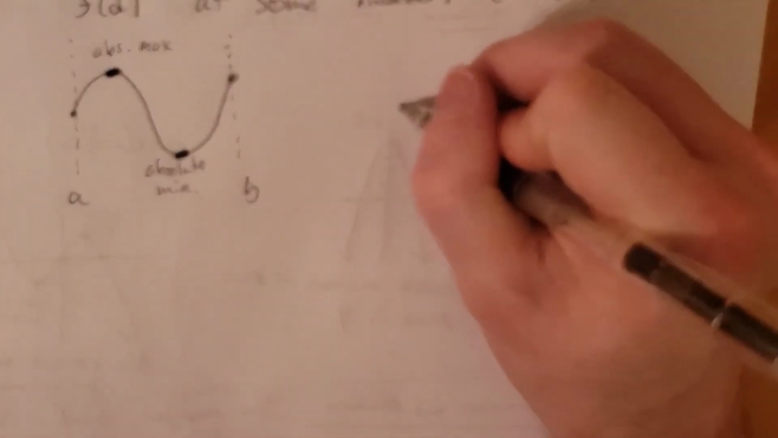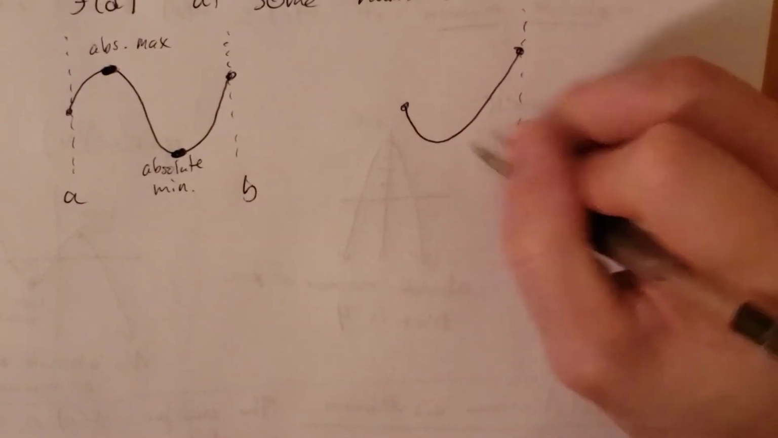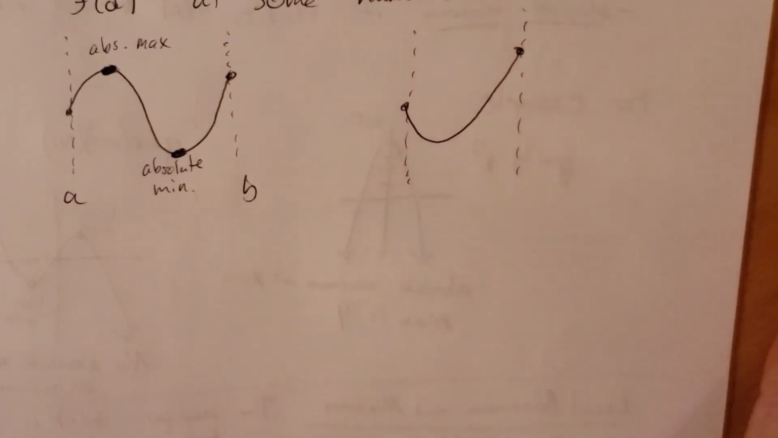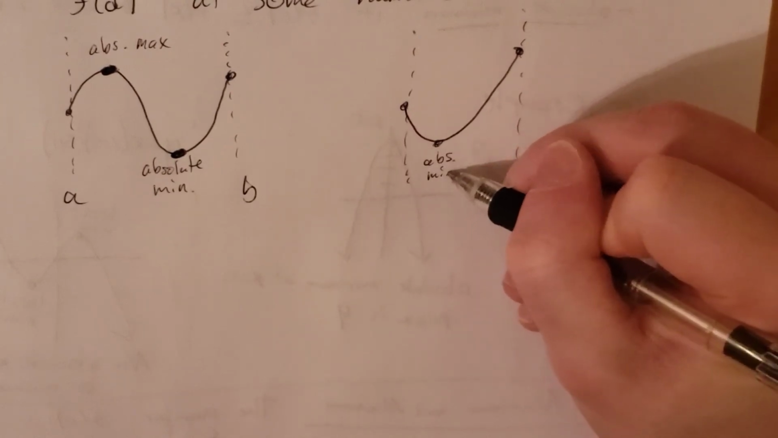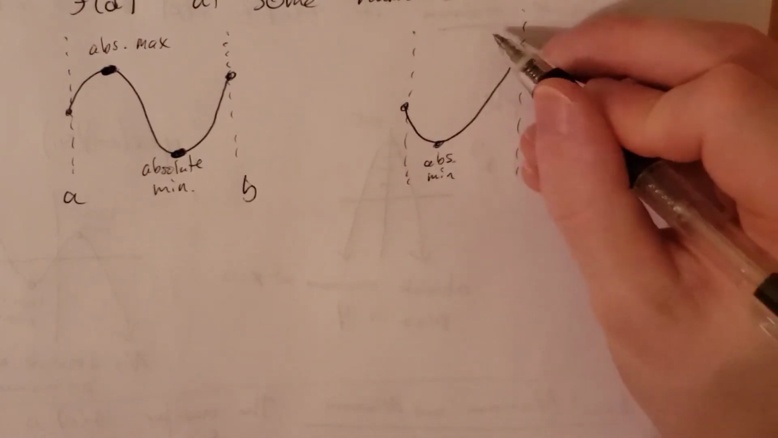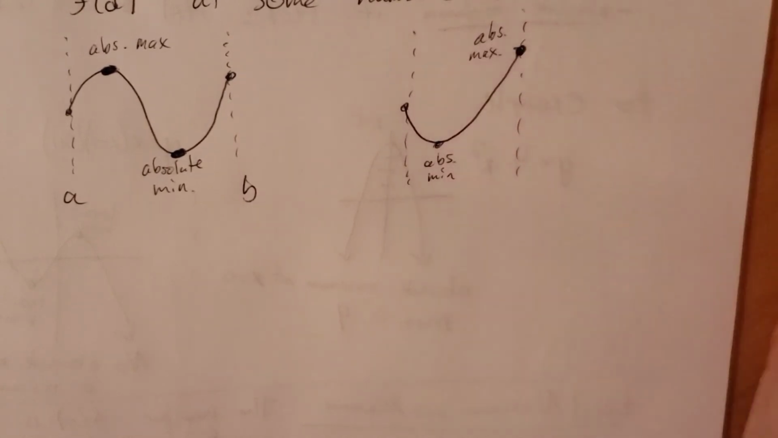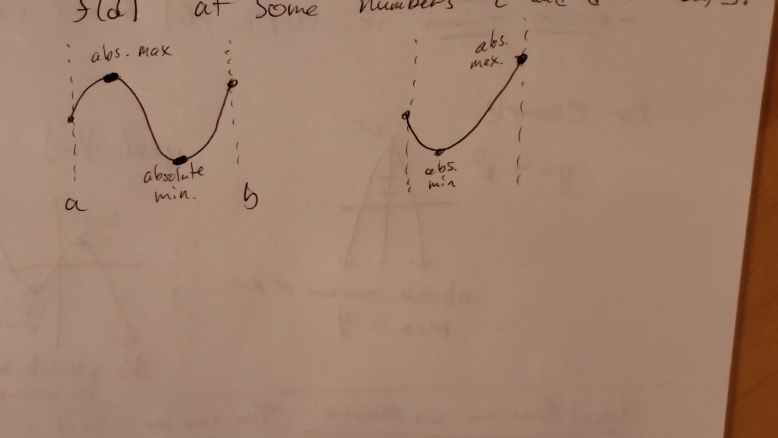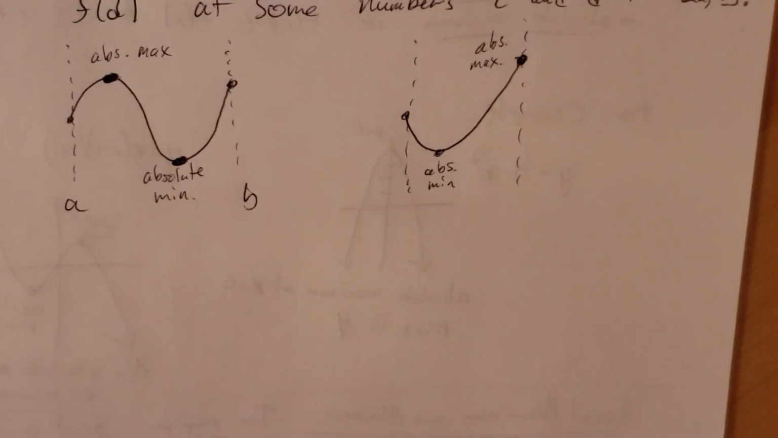Here's another picture. Maybe we get something that looks like this. Again, a closed interval, so we're including these endpoints. Here we have an absolute minimum. And over here at the endpoint is our absolute maximum. So the absolute max or min may occur at the endpoints. But again, if we have a continuous function on a closed interval, then there will be an absolute max and an absolute minimum somewhere in there.